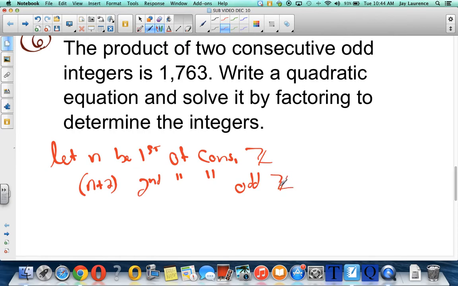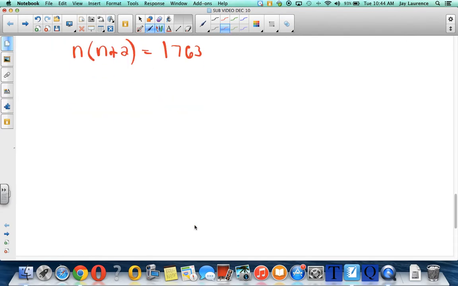Okay, so I need to multiply those because it tells me the product. So I do n times the quantity of n plus 2, and that's going to equal 1,763. Hey, this looks like a rectangular problem, doesn't it? Yeah, looks just like it. So I'm going to distribute and get n squared plus 2n equals 1,763.